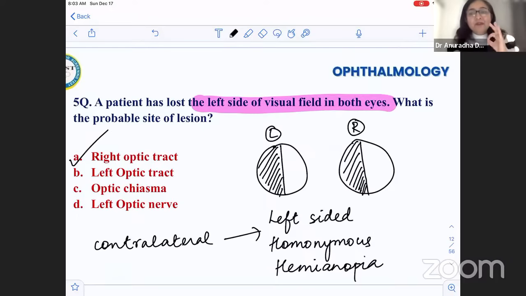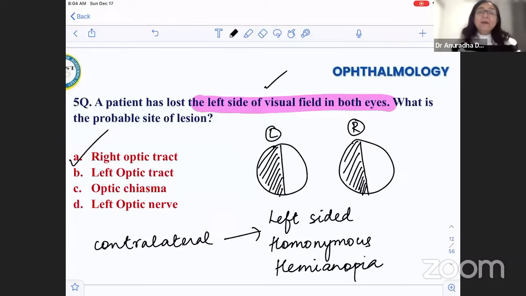Again, in visual field questions, I know you have done it many times, but do not jump to the answer. First of all, identify the field defect. The examiner can write clearly that the patient has left-sided homonymous hemianopia, but they can give you an indirect description, like left side of visual field in both eyes. If macula sparing is mentioned, then you talk about the occipital cortex. But if there is no macula sparing mentioned, then it is an optic tract lesion. If your concept is clear, you will not get it wrong.